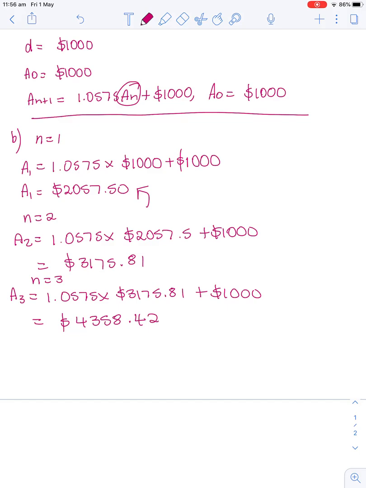So you just have to sum it up with a statement. The values of the annuity for the first 4 years are $1,000, that's what we start with. Our next one is $2,057.50. Our third is $3,175.81, and then our last one is $4,358.42.